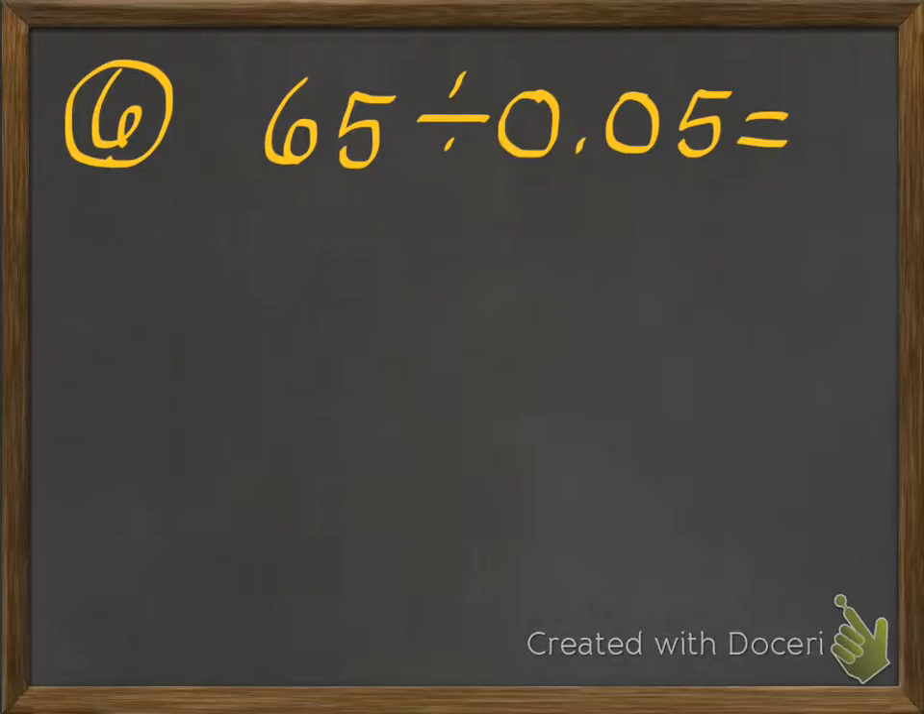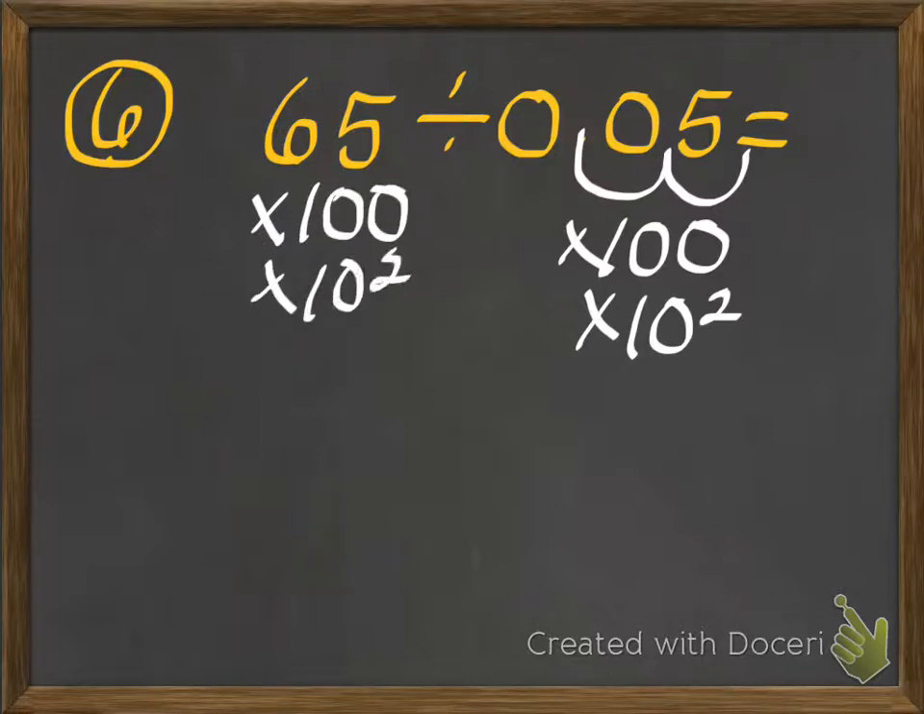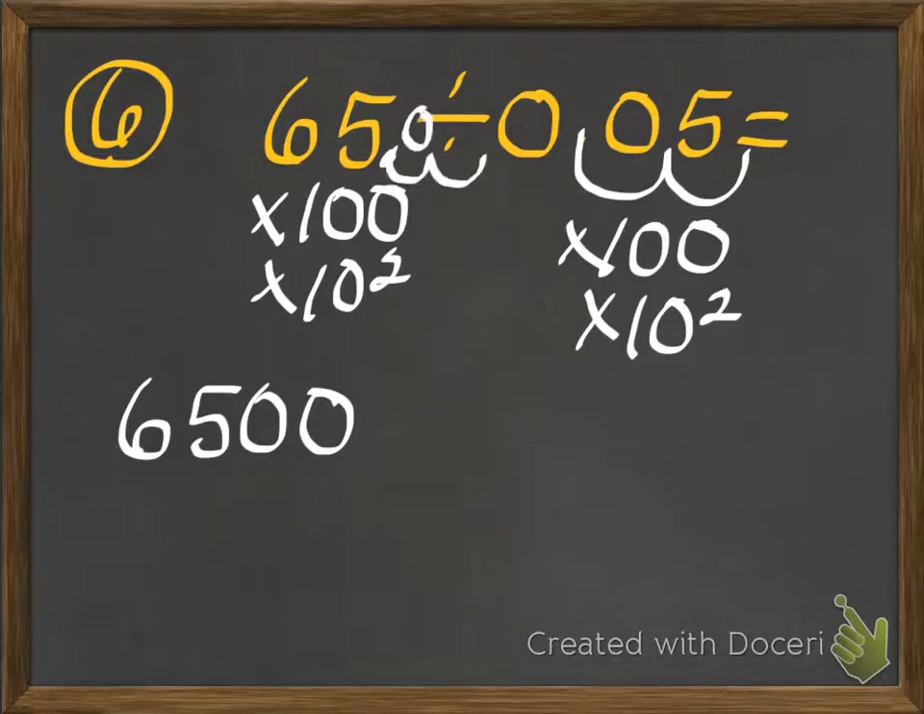Number 6, 65 divided by 0.05. Okay, you should have moved that decimal point over 2 places, which means you're multiplying that number times 100, or 10 to the second power. You gotta do the same thing with 65. You have to multiply it times 100, or multiply it times 10 to the second power. Remember, that's the same thing. And if you do that, then you're going to get 6,500, because that hidden decimal point moves over 2 spaces. You have to add on those 2 zeros. So you have 6,500 divided by 5.